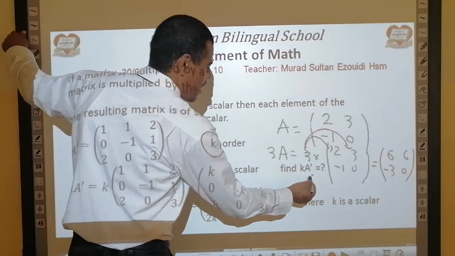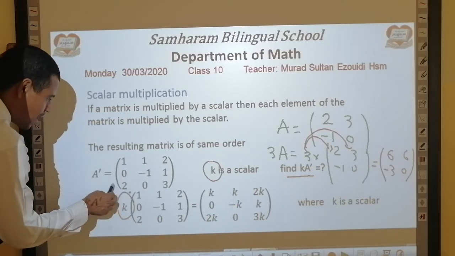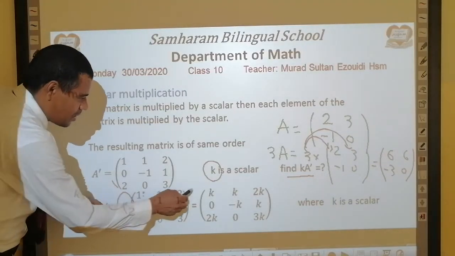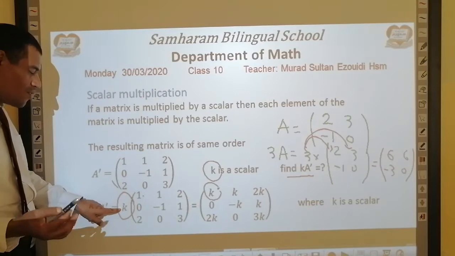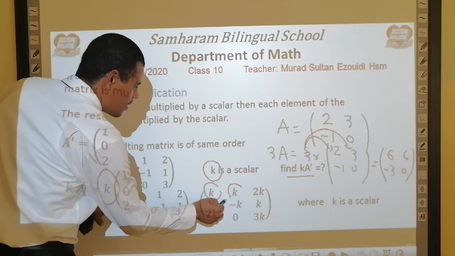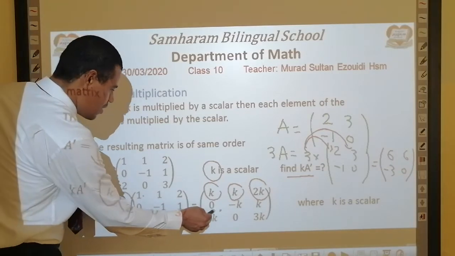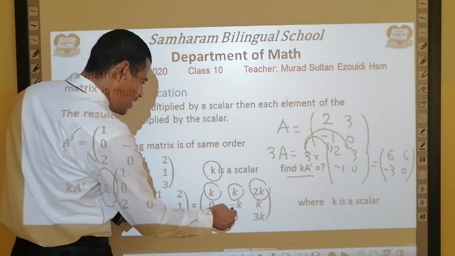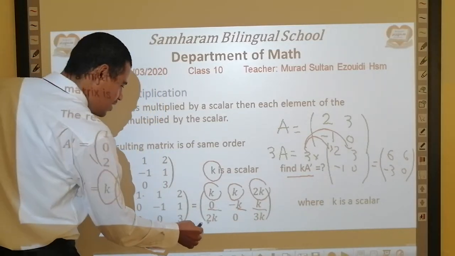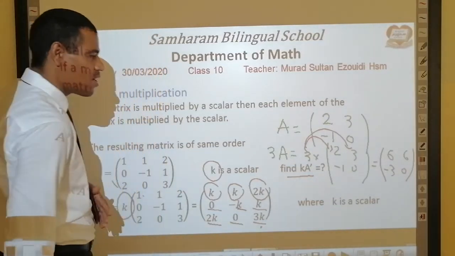Find K times A prime. This is K, the scalar, and I multiply it by this matrix. K multiplied by 1 gives K. K is a variable, a real number: 1, 2, 3, and so on. Then K multiplied by 2 is 2K. K multiplied by 0 is 0. K multiplied by negative 1 is negative K. K multiplied by 1 is K. Then K multiplied by 2 is 2K. K multiplied by 0 is 0. And K multiplied by 3 is 3K. So K is a scalar.